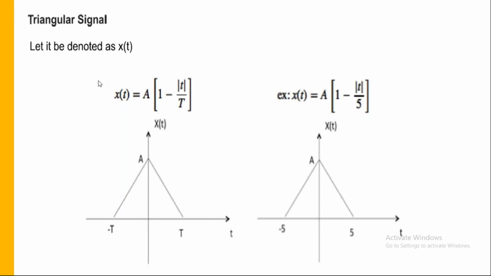Now observe it. If you remove this modulus with minus, then what equation will you get? A plus at by capital T. That is how you are going to get this portion of this equation. Similarly, for this portion, again you can write the equation.